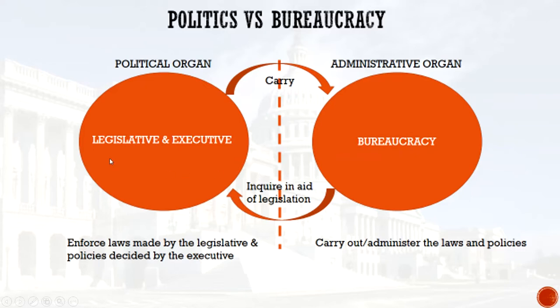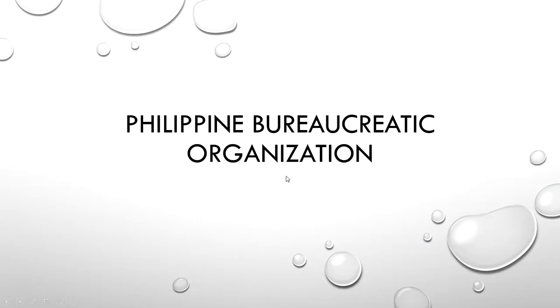So, one power of the legislative is to inquire in aid of legislation. When they craft certain policies, because there are certain issues, they will ask help coming from senior members of the bureaucracy. They will assess the situation and ask advice in the bureaucracy, because the bureaucracy also serves as policy advisors, and that will now be their basis in crafting new policies or laws. So it's a cycle.